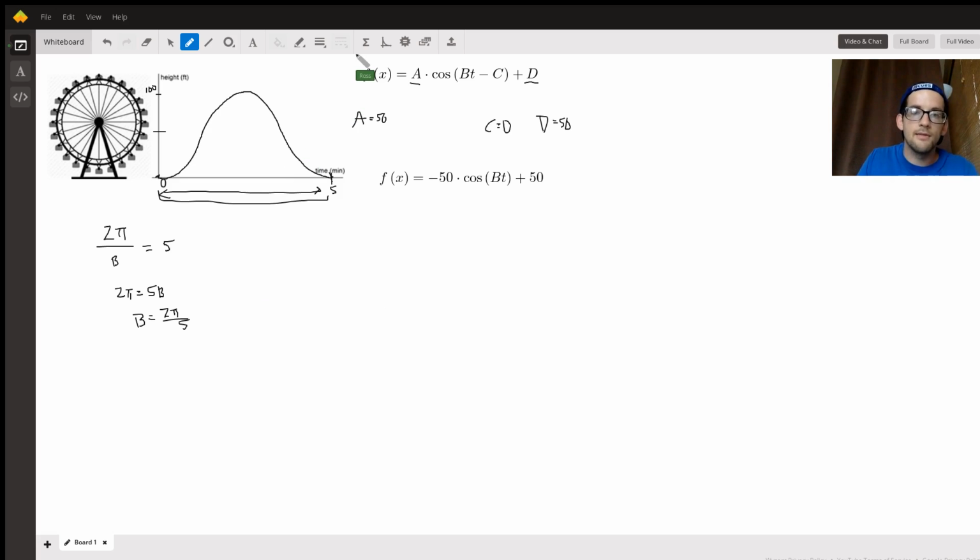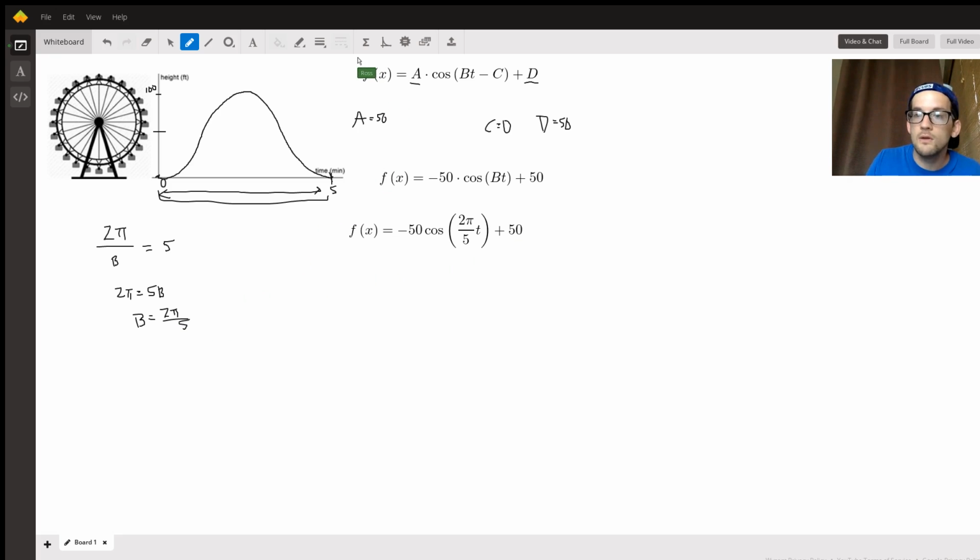So last thing here, given the graph I drew, and I chose a bunch of numbers on my own, but given that, our final equation would be f of x equals negative 50 cosine of, now we're plugging in the b, so 2 pi over 5 times t, with our 50 at the end. So that's the final equation we would end up with. It's kind of weird to see that 2 pi over 5 in there with the t. It's not just a number. But from our formula, that's what we found out it needed to be.